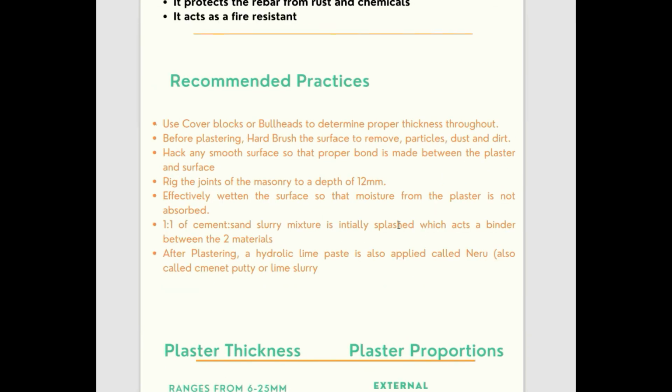So the last point is once the plastering is done, make sure to apply another lime paste, hydraulic lime paste called the Niru, and it's also called cement putty or lime slurry. So once the plastering is done, another layer of Niru is also recommended and it should be applied, which gives the final smooth layer before the paint works, right? So Niru is the one that gives plastering that final touch.